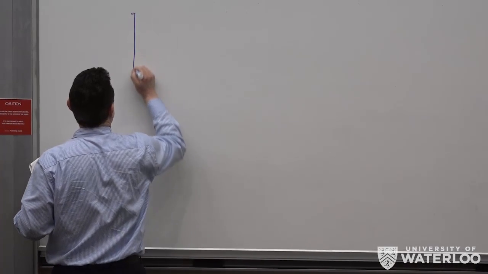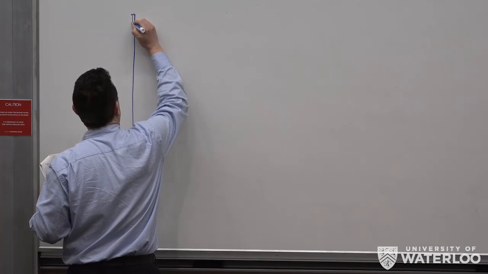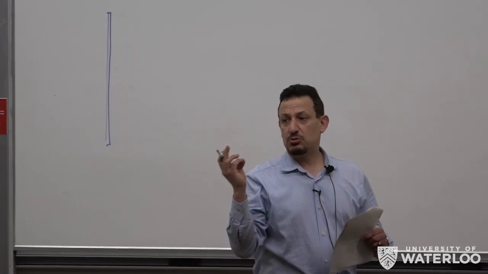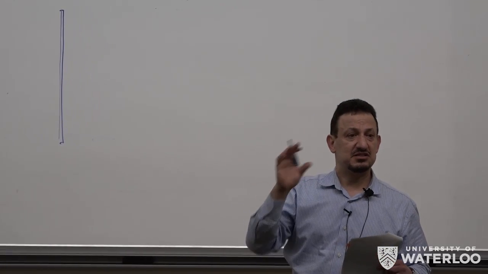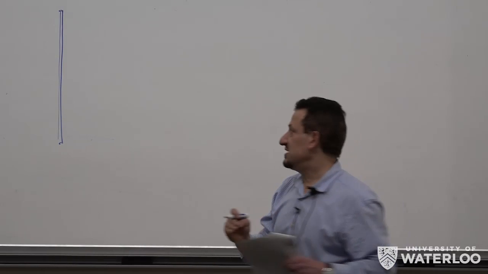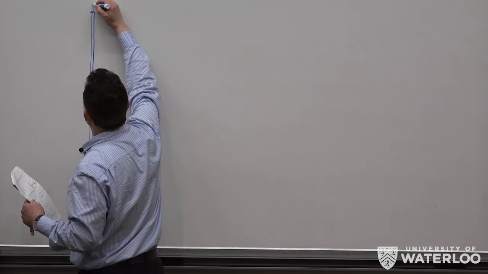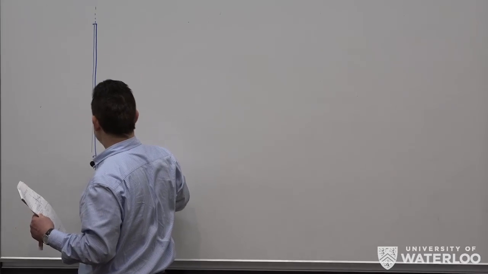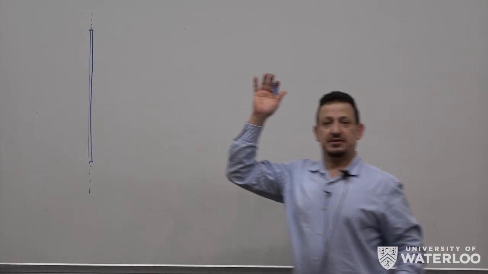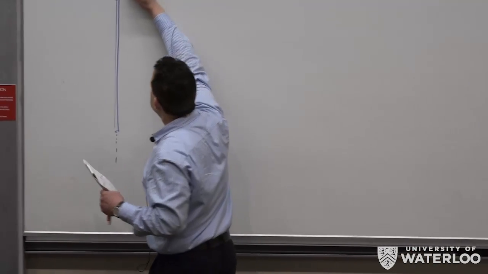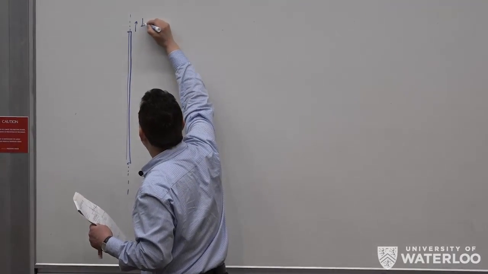So I have a current source that is infinite. So we start with a physical problem and then we idealize it. What's the physical problem? The physical problem is I have a copper wire or some metallic wire. It's infinite. And it has a constant current that is going through it, I.